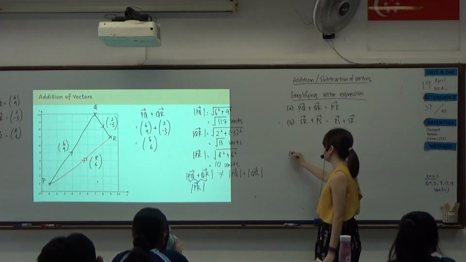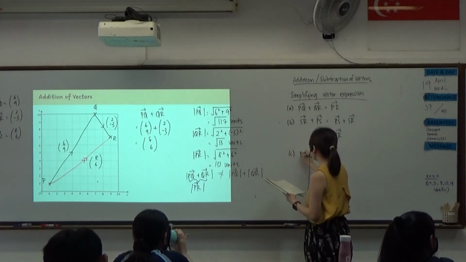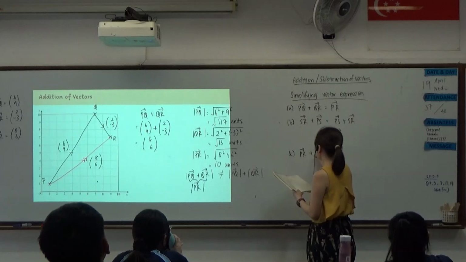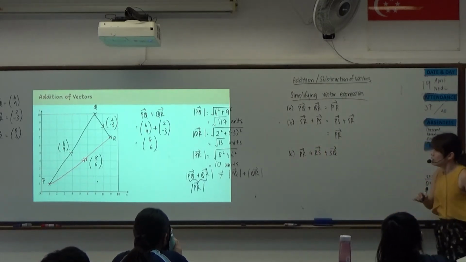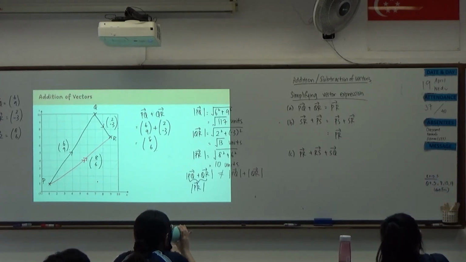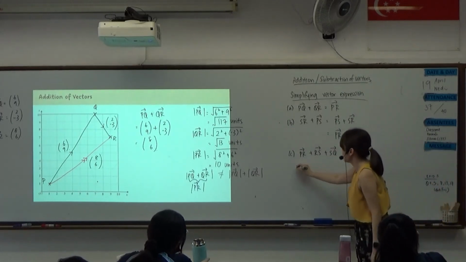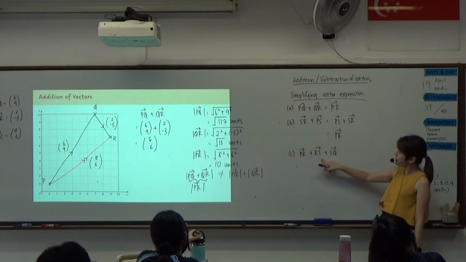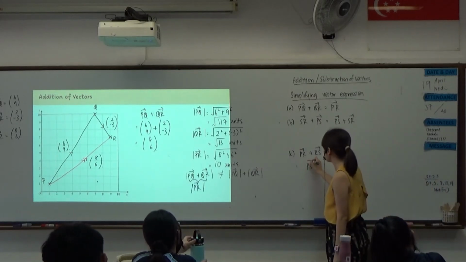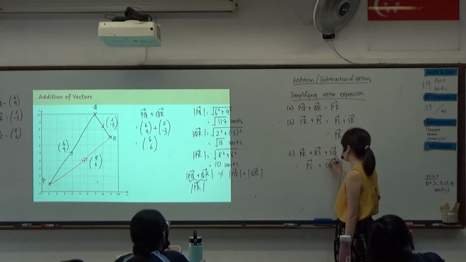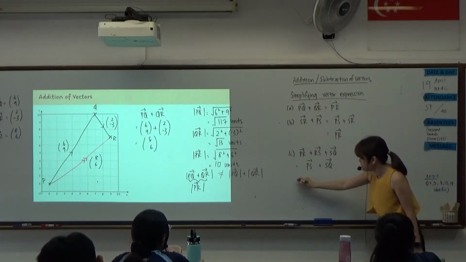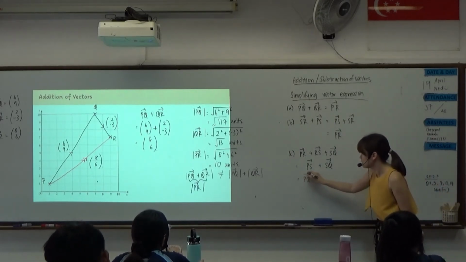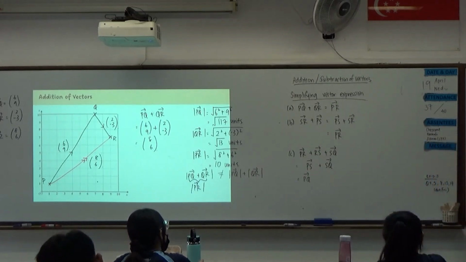And if we were to have a longer expression, like PR, RS and SQ, we know that PR plus RS will give us PS, followed by SQ, and the S's are actually the same, and therefore the notation simplifies to PQ.